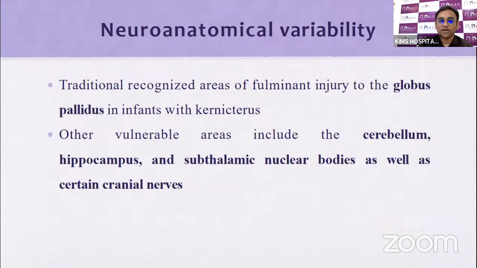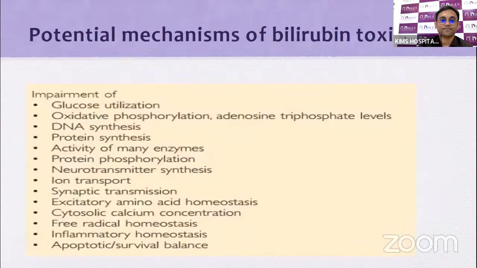Traditionally, we know that the most common area involved in bilirubin-induced neural dysfunction is the globus pallidus. However, there are other variable areas that can be involved. One is the cerebellum, hippocampus, and subthalamic nuclear bodies, as well as certain cranial nerves, which can involve the oculomotor nerve, the vestibular cochlear nucleus, and the facial nerve nucleus. But the most common area of involvement is the globus pallidus, which can be identified in the case of neuroimaging.